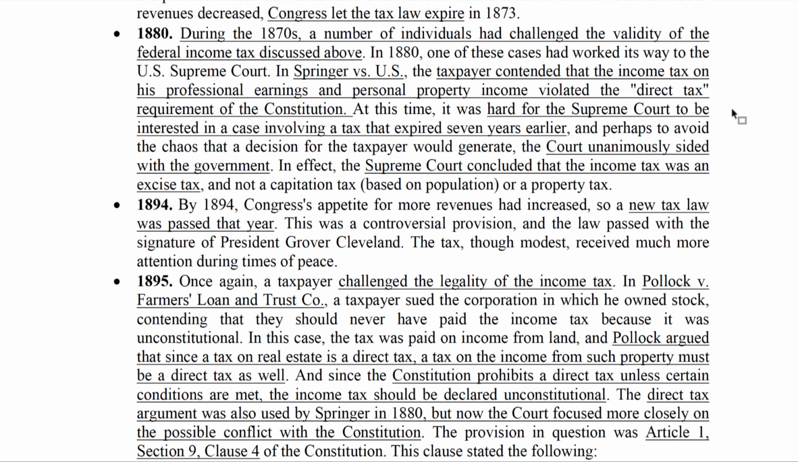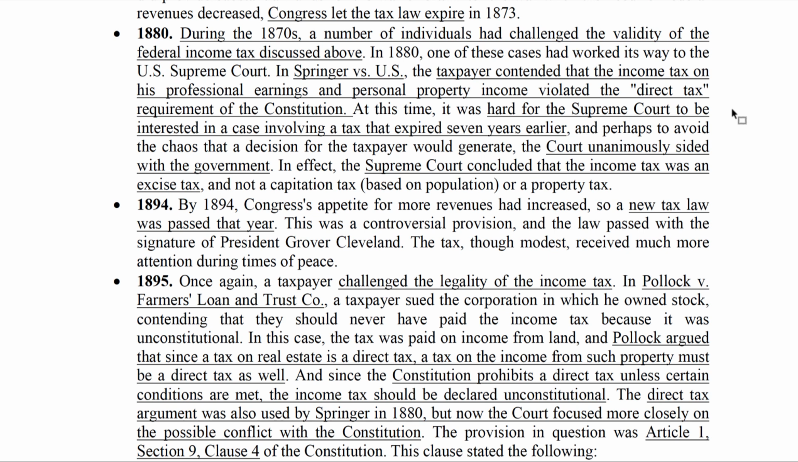The taxpayer contended that the income tax on his professional earnings and personal property violated the direct tax requirement of the Constitution, which I'll explain below when we get to 1895, what that really means. At this time, it was hard for the Supreme Court to be interested in a case involving a tax that expired 7 years earlier. So we're in 1880, it expired in 1873. The Supreme Court said, okay, even if your point is correct, the tax hasn't been relevant for 7 years, so we're wasting our time. Let's just rule in favor of the government.